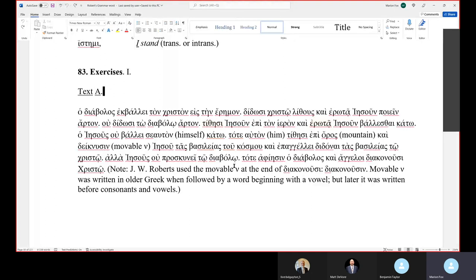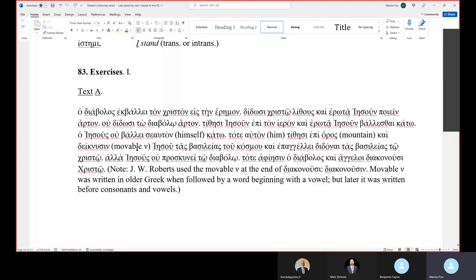A lot of the textual variants are movable nus where we wouldn't normally expect them to be. And so they talk about a lot of textual variants, but it doesn't change the word at all. They just have movable nus in there sometimes. Am I making sense? And so you can see that from time to time, and it would have no effect whatsoever on the meaning of the words or the meaning of the text.